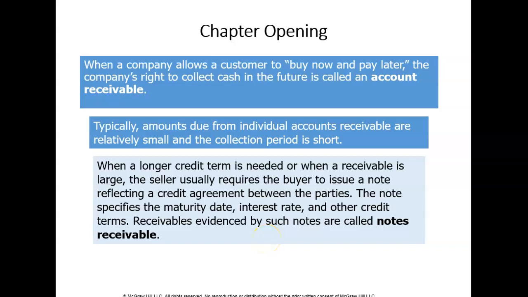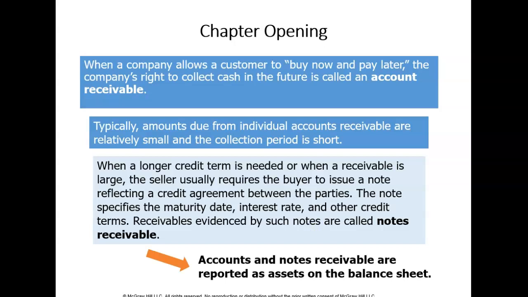So typically accounts receivable is for a short period of time when you extend credit for a short period of time. If the time is longer or if the amount involved is substantial, typically they may make you sign what we call a promissory note, and you have what's called a notes receivable. So in this chapter, we'll cover both accounts receivable and notes receivable. These are both asset accounts that are going to be shown on the balance sheet.